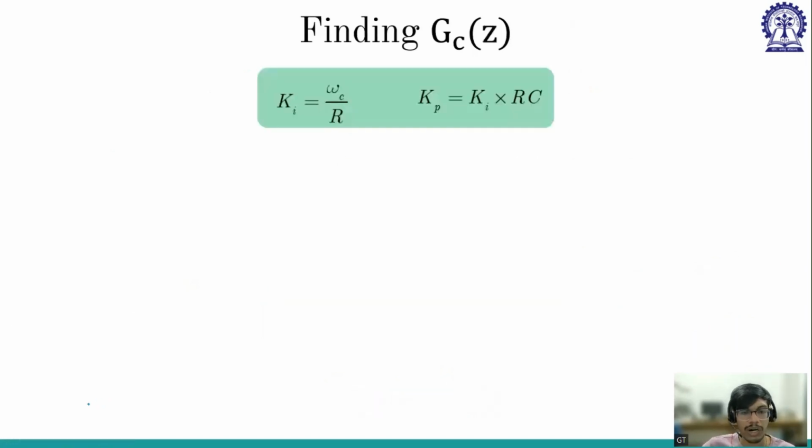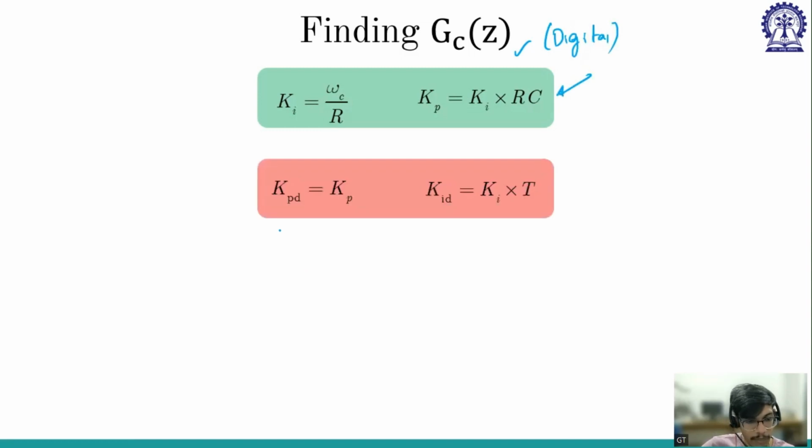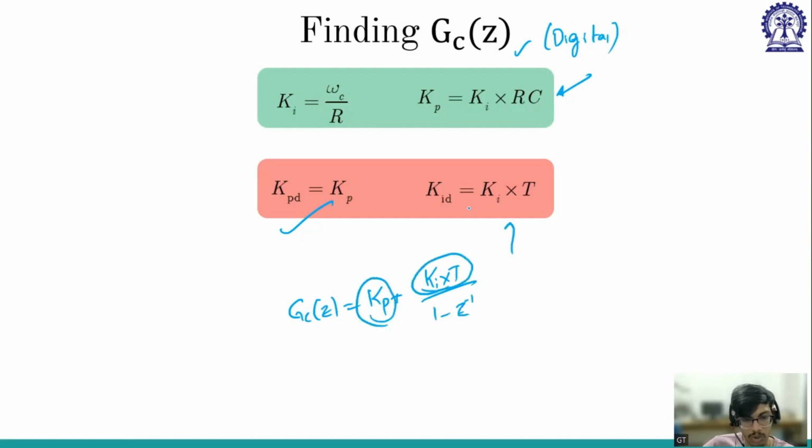Now I want a Gc of Z, which is in the digital domain. So I got Kp and Ki using these equations. If I want to go to the digital domain, Kpd is Kp. So Gc of Z is what? Gc of Z is Kp plus Ki into T by 1 minus Z inverse. So I was asking for Kp, I was asking for Kid, which is Ki into T. So using this equation, you will get Kpd, Kid.